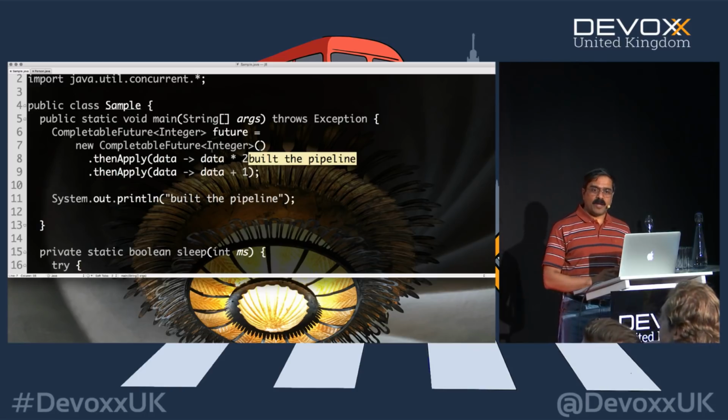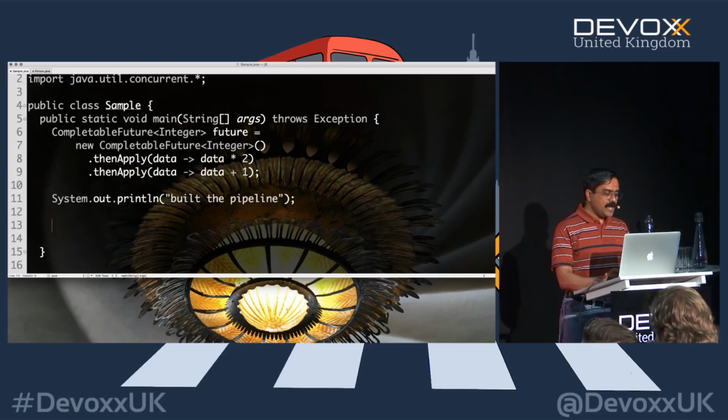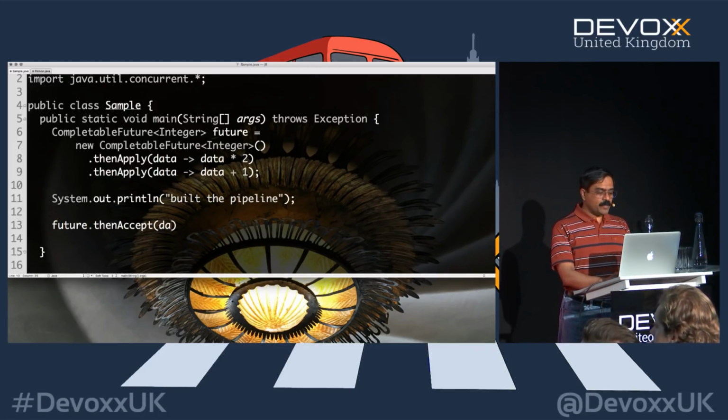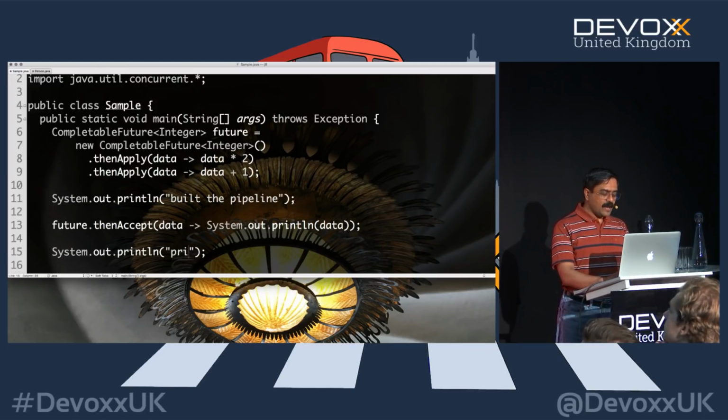Oh, we built the pipeline, but are we running through the pipeline? Not yet. So what am I going to do then? I'm going to say future dot then accept. And what am I going to do? Take the data and output the data right here. So this is going to output the data. So we will say prepared. Let's say prepared to print.